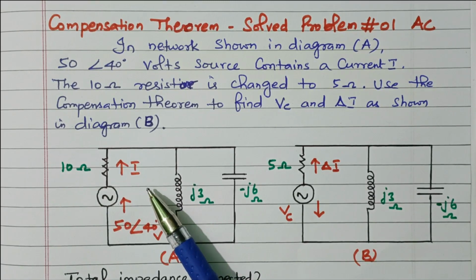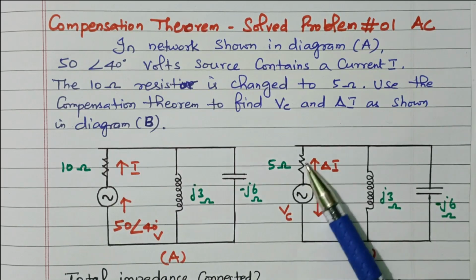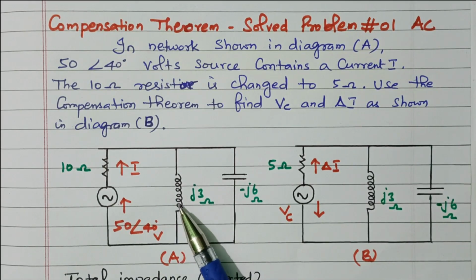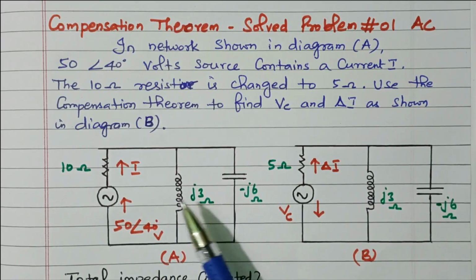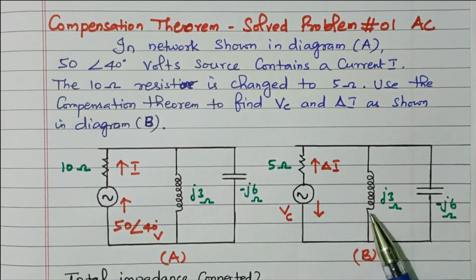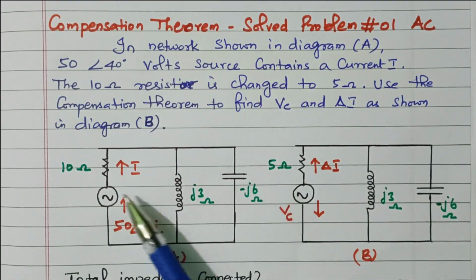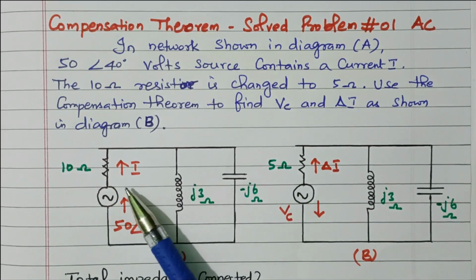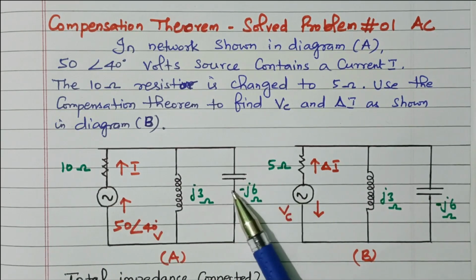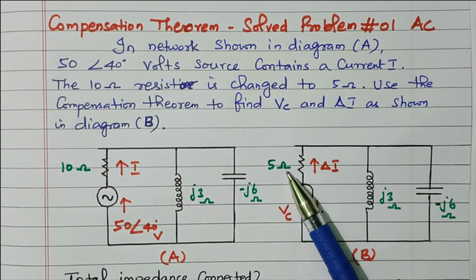So the current I equals V by Z, the voltage divided by the impedance of the circuit. After that, we need to find the impedance of this circuit also. So how to find the impedance? By seeing the diagram, these two are connected in parallel, and that is in series with the 10 ohm resistor. Similarly in network B, these two are connected in parallel, and that is in series with the 5 ohm resistor, because 10 ohm is now changed to 5 ohm. That is the only difference. Both are very similar. Here 10 ohm, here 5 ohm. These two in parallel are in series with the 10 ohm. Here these two in parallel are in series with the 5 ohm.